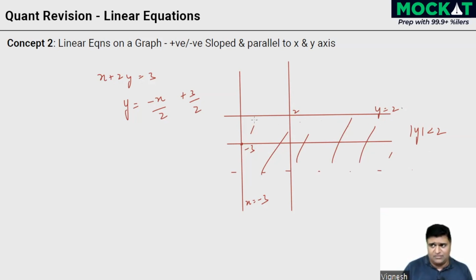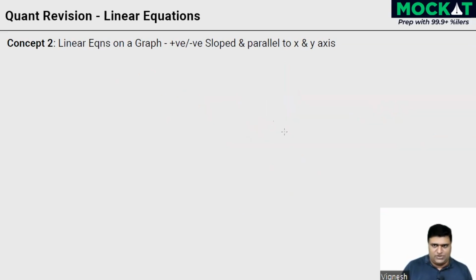At this stage, y equals 2 means it's always going to be passing through 2 on the y-axis, so draw a line which is parallel to the x-axis. The other way around, if x is minus 3, it's passing through minus 3 on the x-axis, but parallel to the y-axis, so you've got to draw it perpendicular to the x-axis. Look at it that way. So that's when it comes to linear equations on a graph.